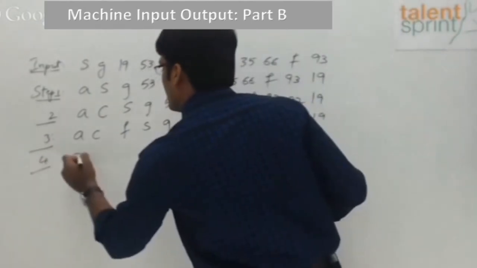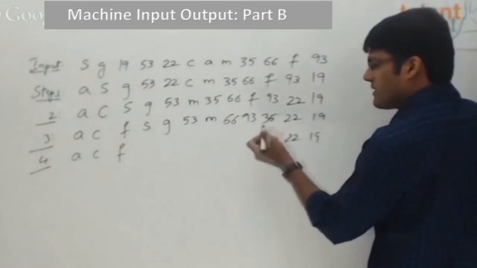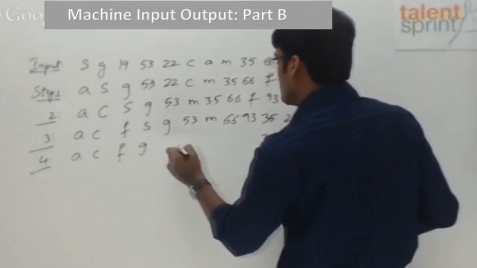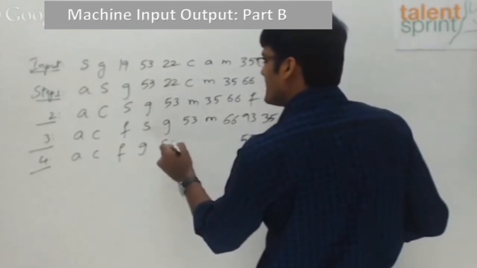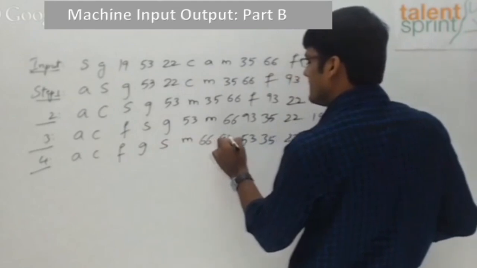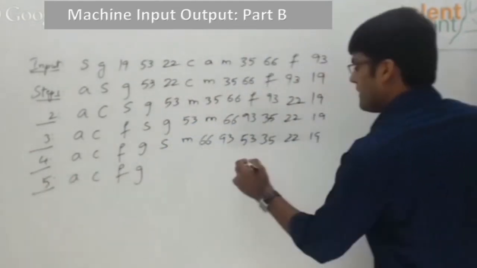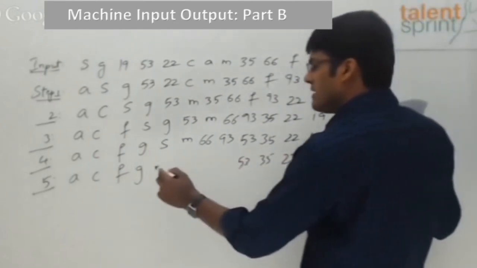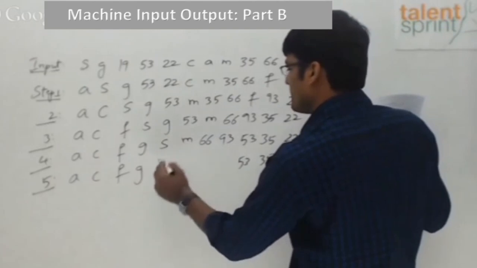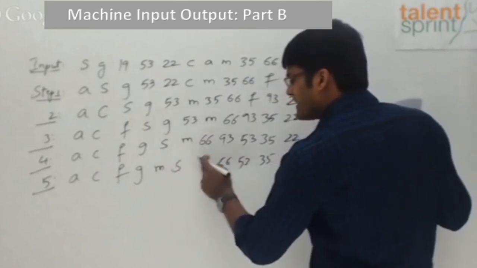Step 4. A, C, F, and here we have 35. Better do this: first copy whatever you have done in the previous step, then move the next one. So G comes here, and after 35 or before 35 we'll have 53. So what is remaining? S, M, 66, 93. Then step 5. A, C, F, G, 53, 35, 22, 19. What comes after G? It should be M. And what comes before 53? It should be 66. Now, after that, I'll write S, and here I'll write 93.